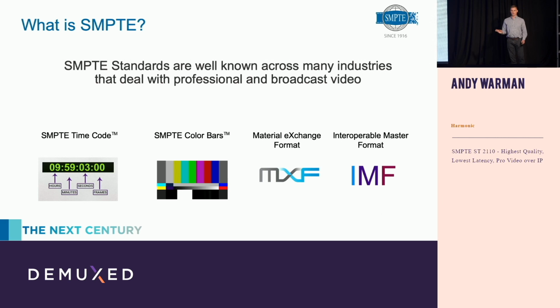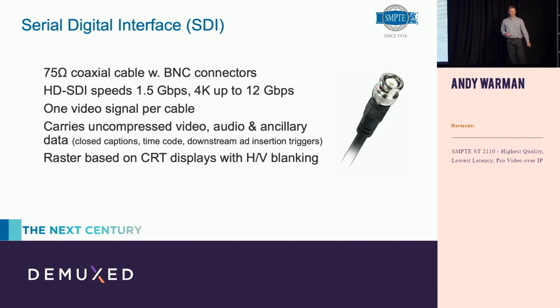So what do they do? Well, they're commonly known for things like SMPTE timecode, color bars, things like the MXF media exchange format, and more recently, IMF, which gets used in post-production a fair amount. But probably what they're best known for is something called SDI, or the serial digital interface. This is a coax-based connection method for moving uncompressed video, audio, and data in facilities. Basically, what it is, a single coax cable containing one video signal interleaved with audio and ancillary data. And that ancillary data carries things like caption data, timecode information, trigger information for downstream systems to insert ads or replace content.